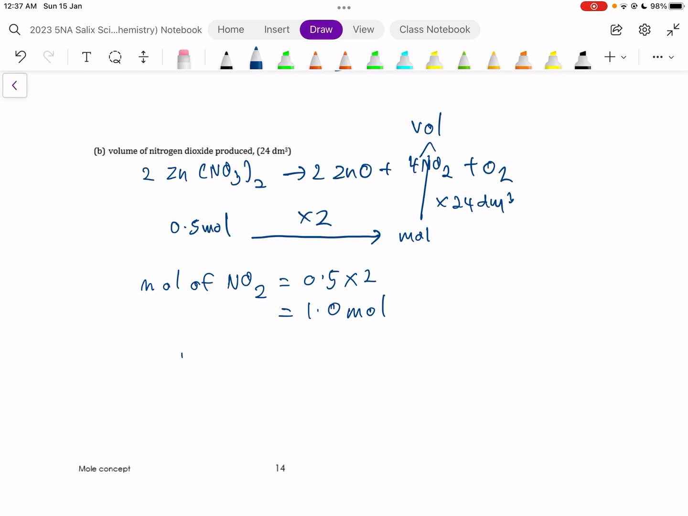Then next thing, you are good to find the volume of your NO2 by taking the number of mole multiplied by 24. So 1 times 24, get 24 dm cubed.